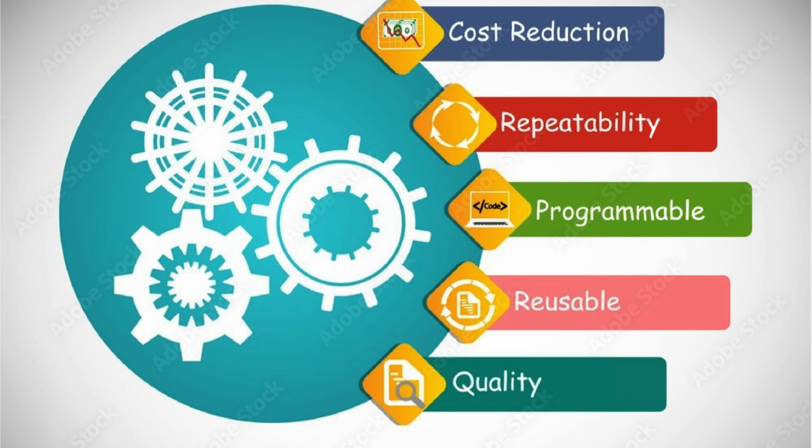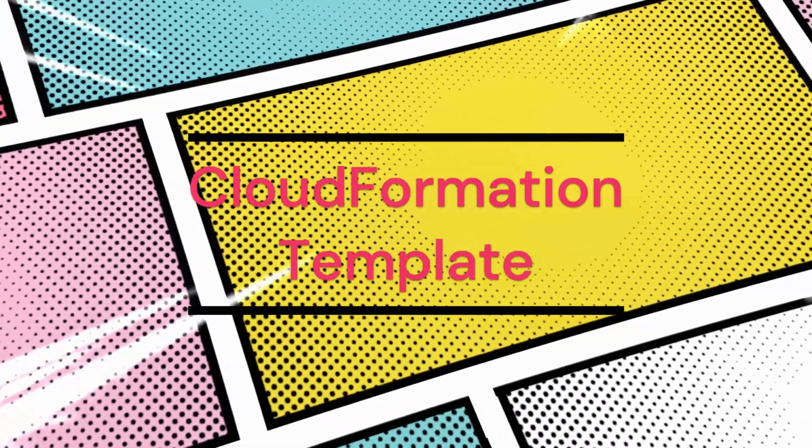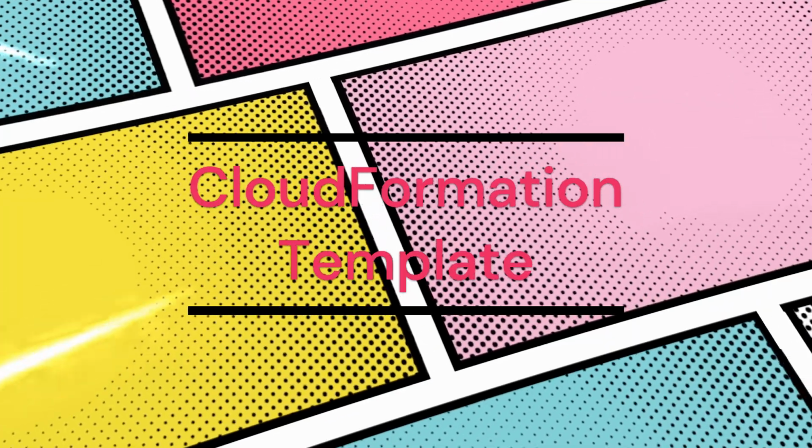So for our project purpose, we are going to take an example where we will be using CloudFormation to create a VPC. Then we will create public and private subnets. In those subnets, we are going to create EC2 instances. In front of the EC2 instances, we will create a load balancer and we will verify that load balancing is actually working. We are going to use CloudFormation templates using which we can deploy these resources.